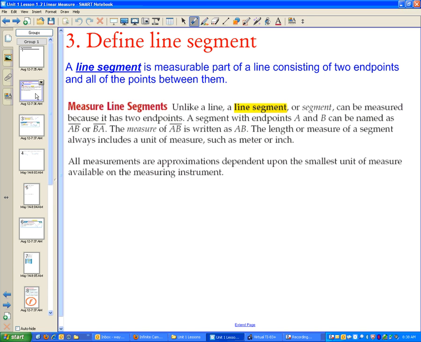And that will be a quiz question in some way. It'll be multiple choice, matching, fill in the blank, or you write the definition yourself. And if I ask you to write it yourself, it doesn't have to be necessarily word for word, but it does have to have the same meaning. Okay? So a line segment is a measurable part of a line consisting of two endpoints and all of the points between them.